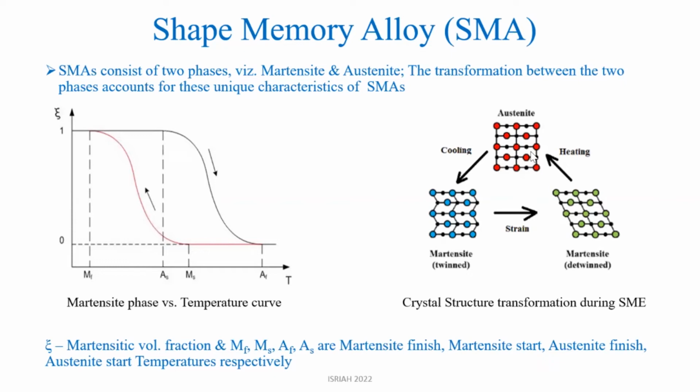Now, when it is cooled without any application of strain, what happens? It transforms into twinned martensite structures. You see this twinned martensite.